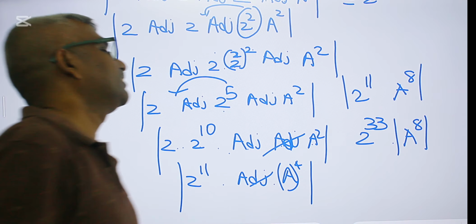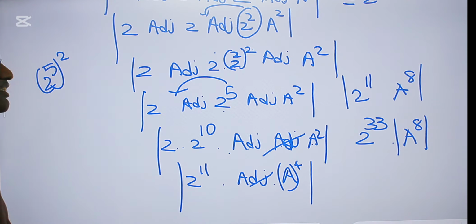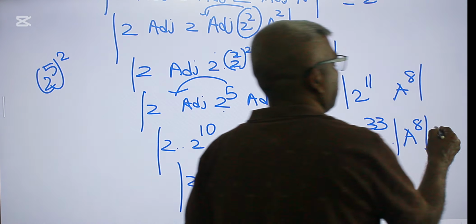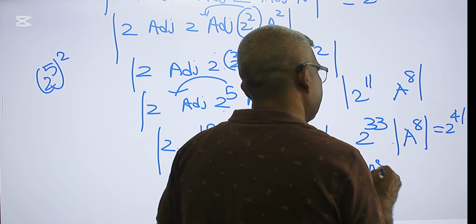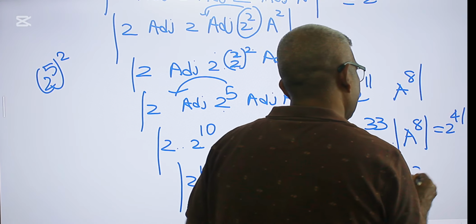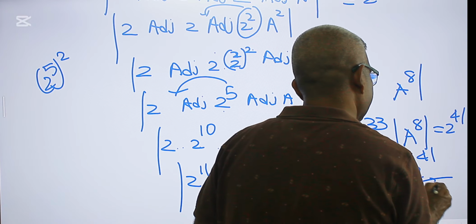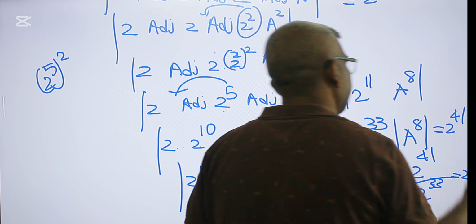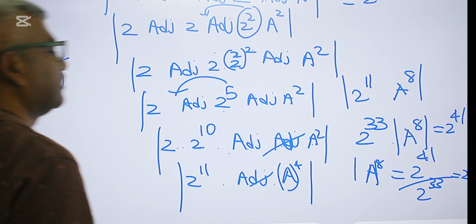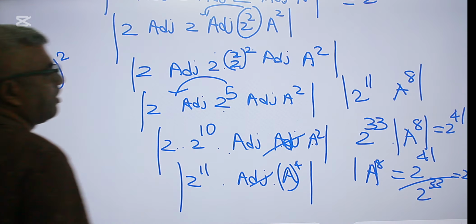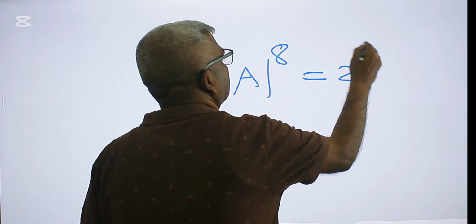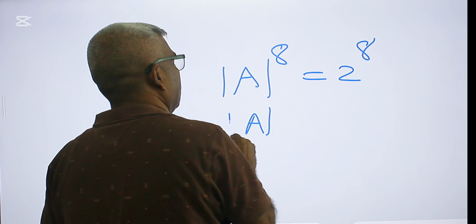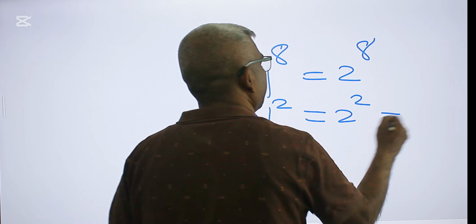So 2 power 33 times A power 8 is equal to 2 power 41. So A power 8 is 2 power 41 over 2 power 33. It is 2 power 8. A power 8 is 2 power 8. So determinant of A squared is 2 square, so it is 4.